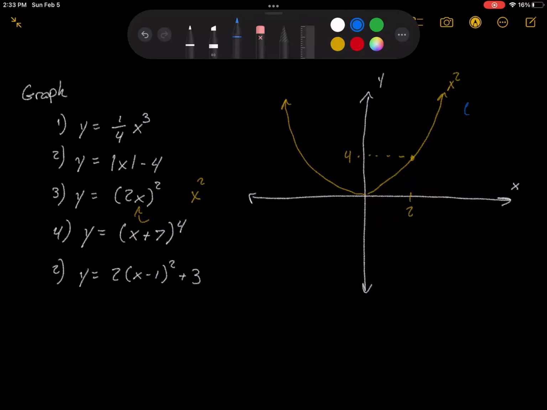Now, if I look at 2x squared, if I multiply the inside of the square function, that 2 is being squared. So I'm multiplying x by 2 before I perform the square function. That is going to horizontally compress me by a factor of 2.